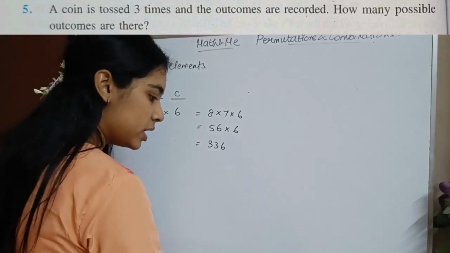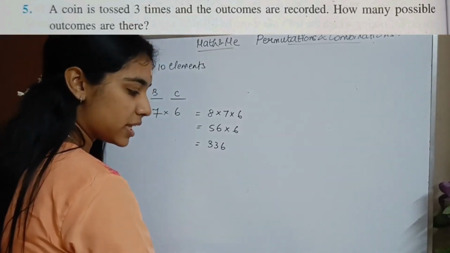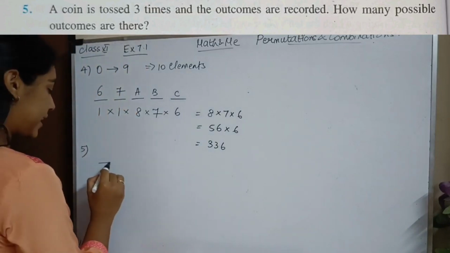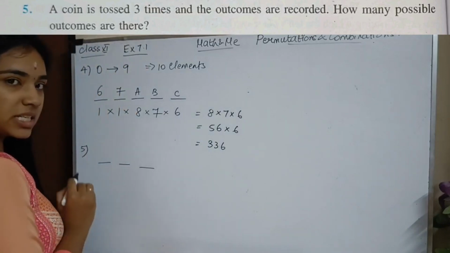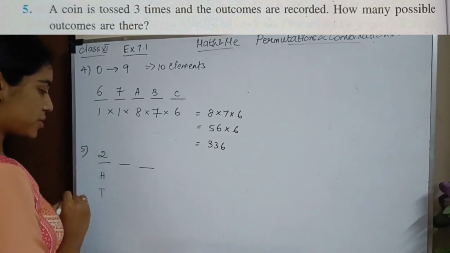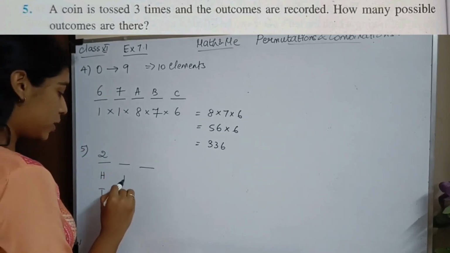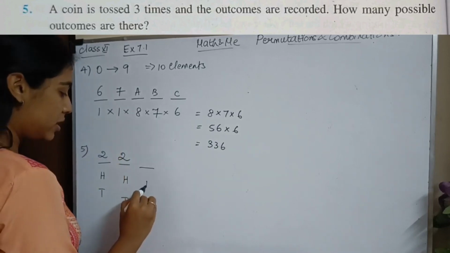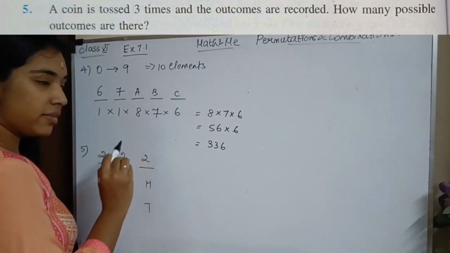Question number 5. A coin is tossed 3 times and the outcomes are recorded. How many possible outcomes are there? First time there is a possibility that you get a head or a tail, so you have 2 options. Second time, again you get a head or a tail, so you have 2 choices. For the third, again head or tail, so you have 2 choices.